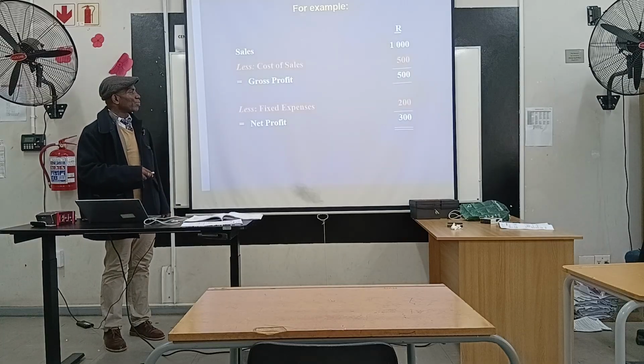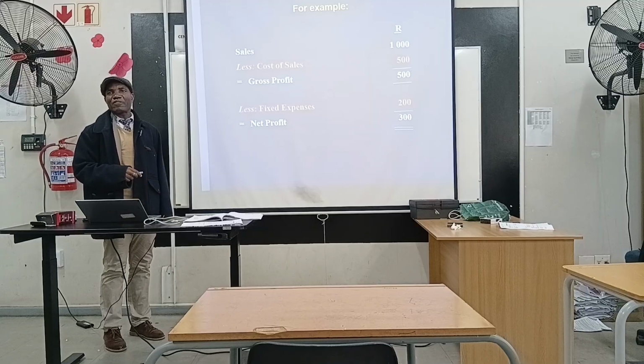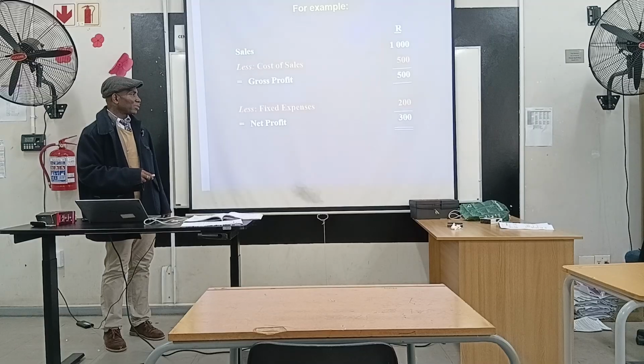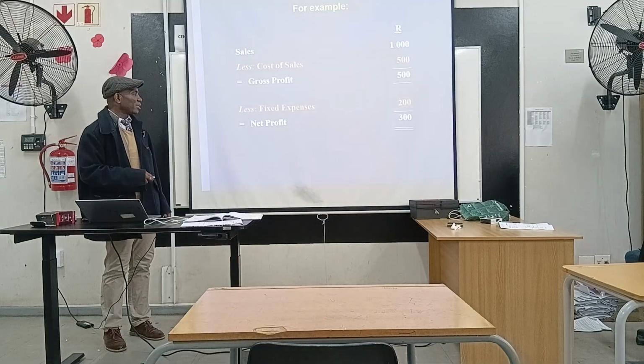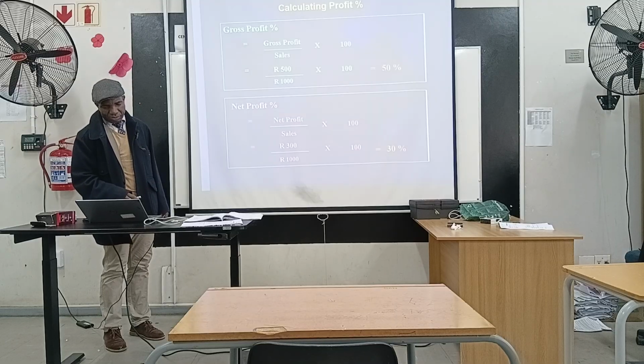Now you have the gross profit. Then you have to remove the fixed expenses, which could be the fixed cost, assuming that it's 200. So whatever is left over is what we call the net profit. So this is a typical example. They can ask you in the exam.